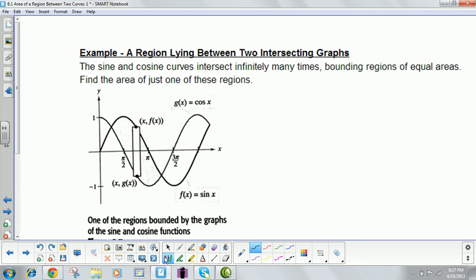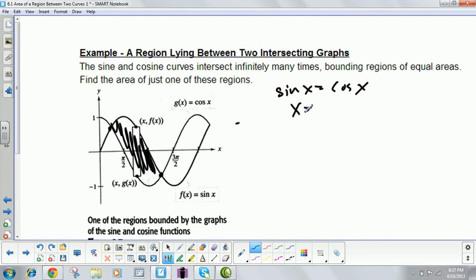Looking at this one, you're looking at the sine and cosine curves. Again, go ahead and try this on your own, see how you do, and then come back and check your answers. But you notice the sine and cosine curves cross each other an infinite number of times. So what we want to do is just find one of those regions. And so one of those regions is going to look like this, and they're all going to be the same, so it doesn't matter. So first off, we need to figure out where they intersect. And so where they intersect is where they're equal to each other. So we're going to set the sine of x equal to the cosine of x, and we're going to find the first two solutions.